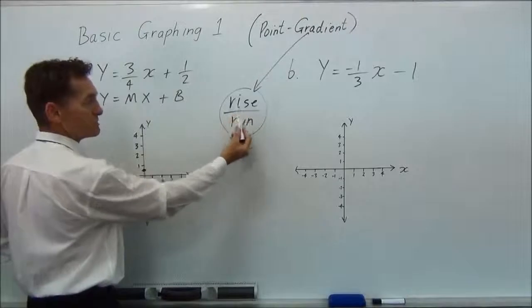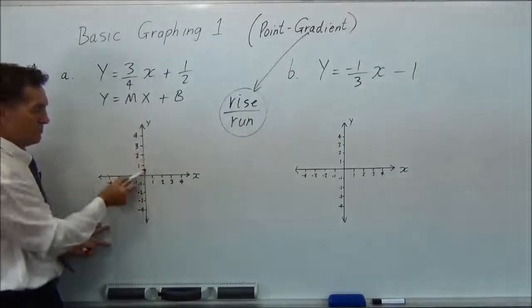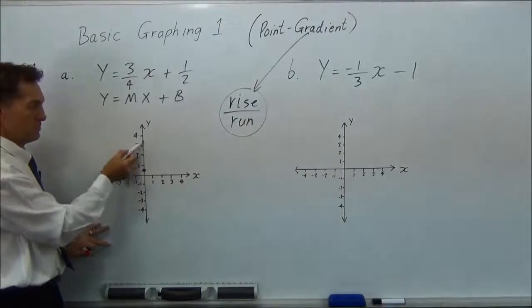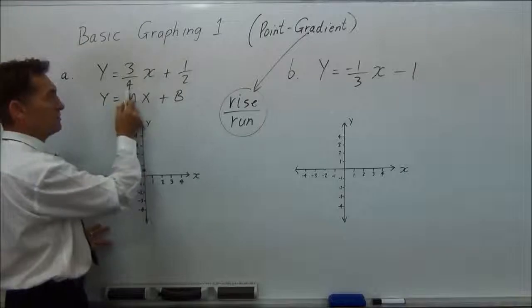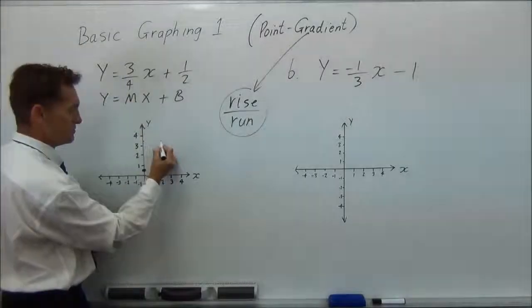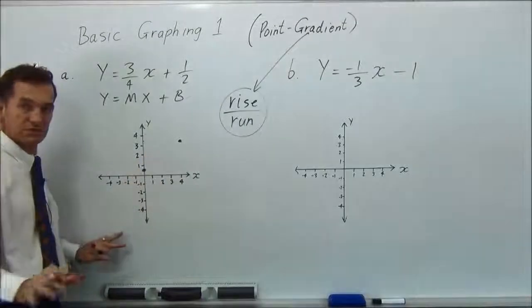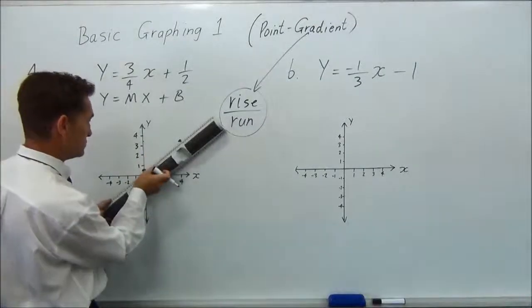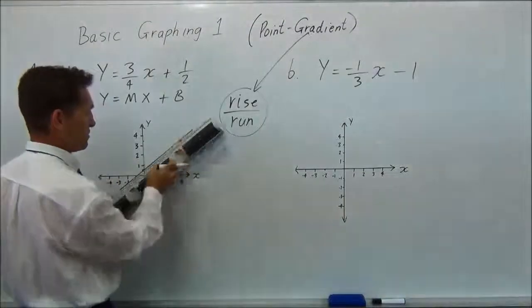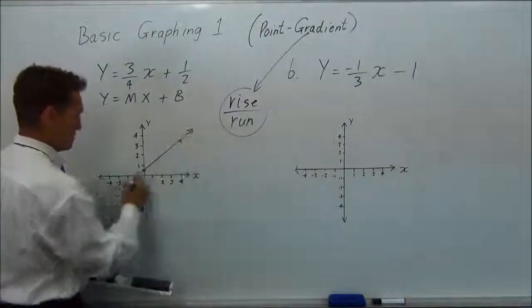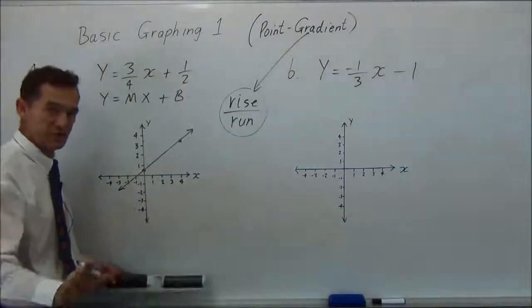Well, we go rise over run. How far does this rise? It goes up 3. So 1, 2, 3. And then we go across, or we run 4. So we run 4. 1, 2, 3, 4. Put a dot. There's our two dots and we're done. We just join those two dots and we make a line. And we've drawn that line on that graph with two dots, and that's the fastest way to do it.